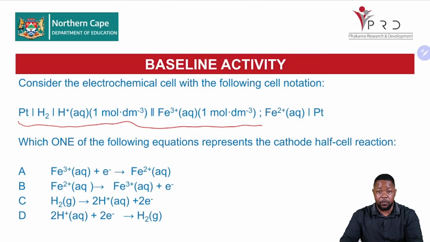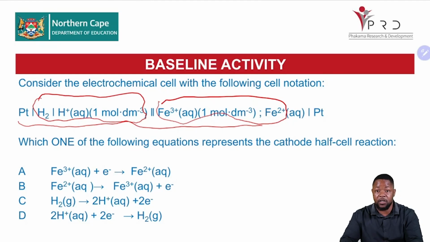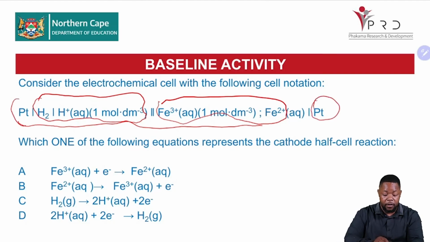And then we'll be able to see that in the cell notation, the first part describes the substance that undergoes oxidation. And we also have the second part of the cell notation, which describes the substance that undergoes reduction. And then we'll also be able to explain the meaning of those electrodes which are included there.